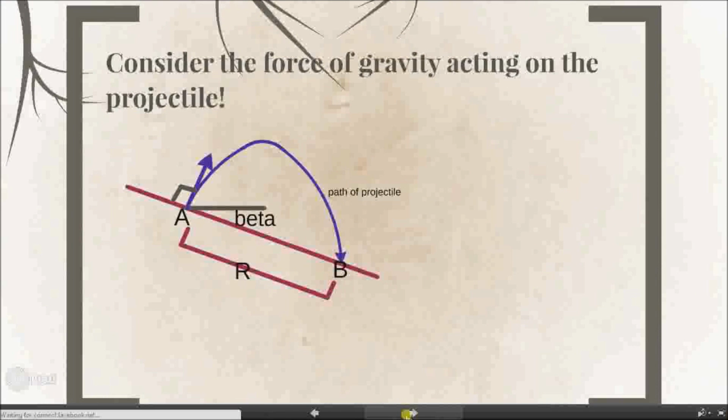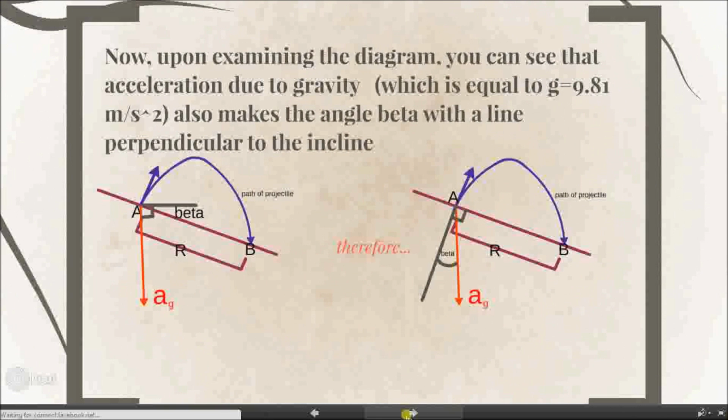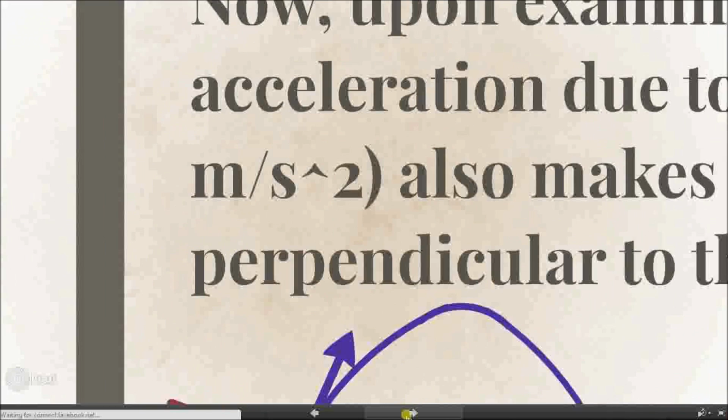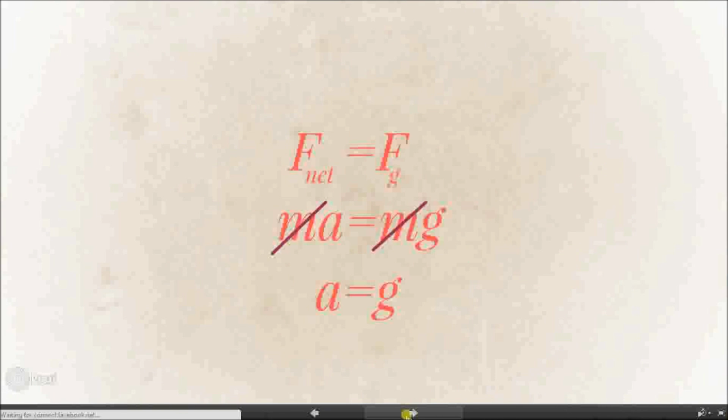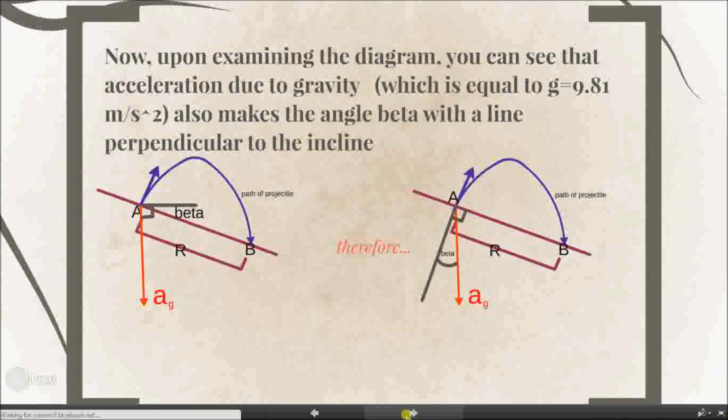Consider the force of gravity acting on the projectile. Because the force of gravity is acting down on the projectile, the acceleration due to gravity is also down. Now, upon examining the diagram, you can see the acceleration due to gravity, which is equal to g equals 9.81 meters per second squared. This is because F net equals Fg, therefore ma equals mg, therefore a equals g. Also makes the angle beta with a line perpendicular to the incline.